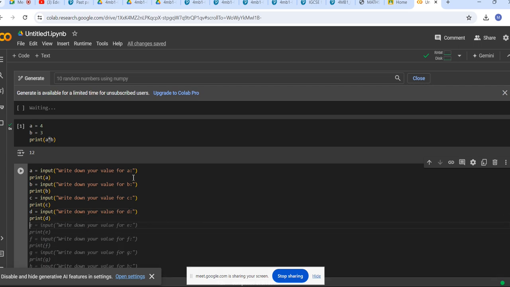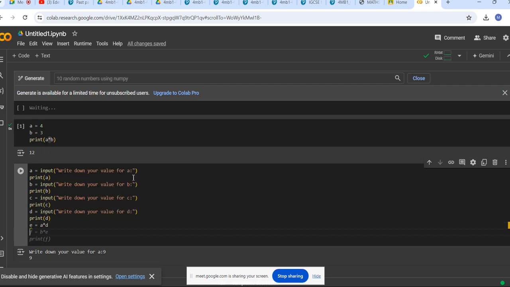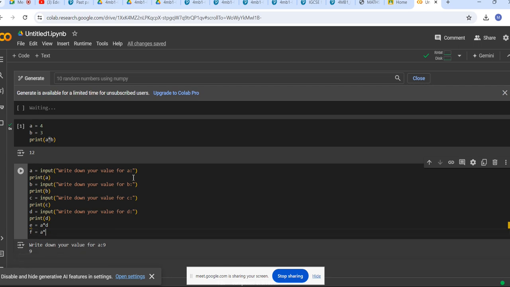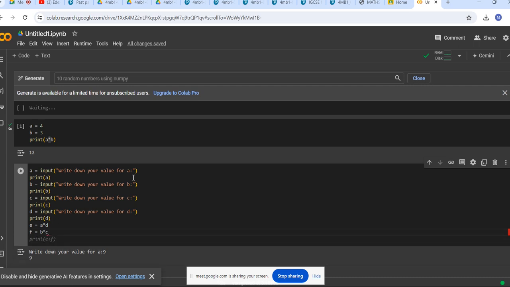Okay, now we are going to take the different values for A, B, C, D from the users. And now I can add this, or what was the value for E? For E, it was A multiplied with B. So now I can write E as the last variable, and that will be A multiplied with B. Right, and then again F, that is going to be B multiplied with C, right?